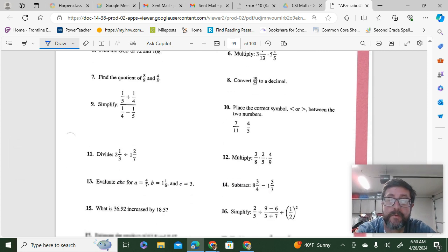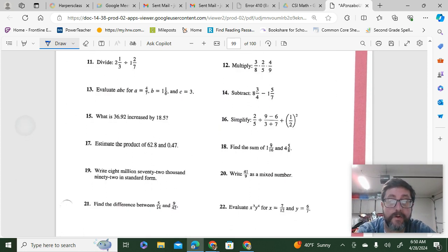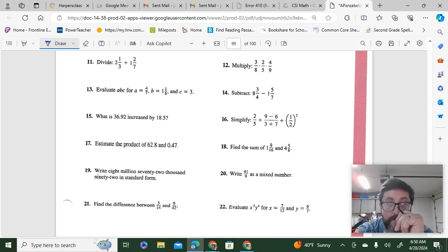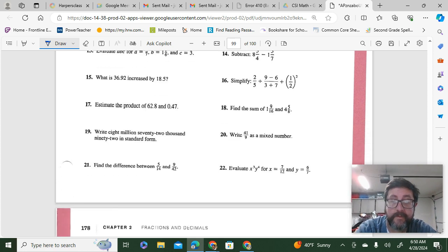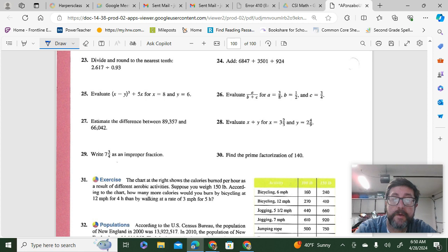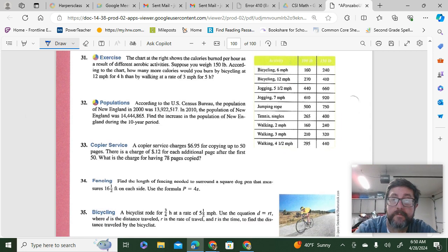At any time during this, you guys want to go back and review your notes, I encourage you taking notes on everything. Like base times height divided by 2. That's how you figure out the area of a triangle. Pause it and do this. Pause it and do this. Pause it and do this.